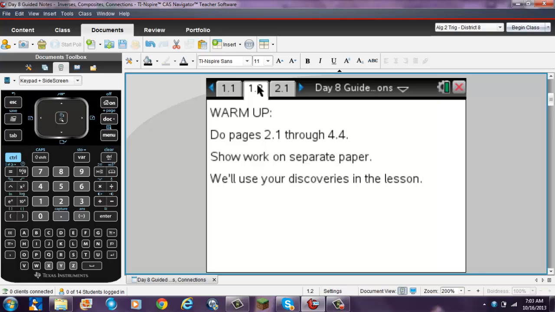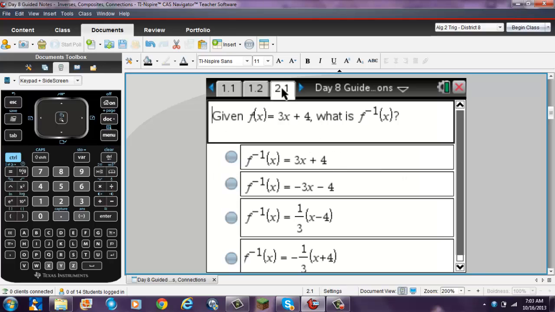So what you're going to do is go through these next few pages, do some work on separate paper. I'll look at that in class tomorrow, as seeing that you went through this document and watched the video. And again, we're going to use those discoveries in your lesson. So what I would suggest you do, I'm going to just flip through this so you see what's going on. You're going to go 2-1 is a multiple choice, find an inverse, choose.